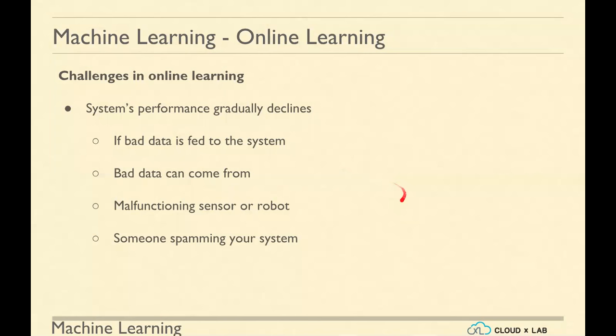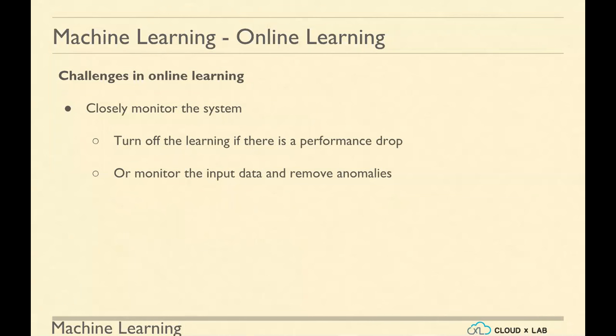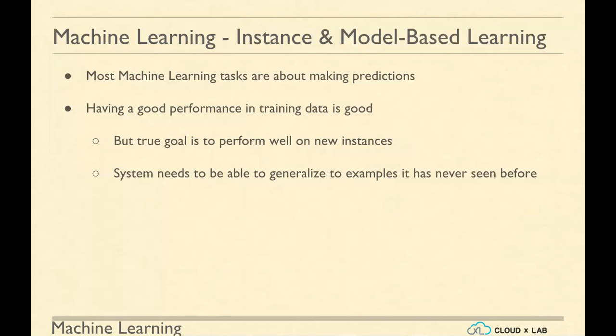Great. Moving ahead, the only challenge with online learning is it starts gradually declining. So to overcome the challenges, we need to closely monitor the online learning system. And we basically put a threshold that in case the performance drops below this threshold, we will stop it. And we will also keep on monitoring the input data and remove anomalies.